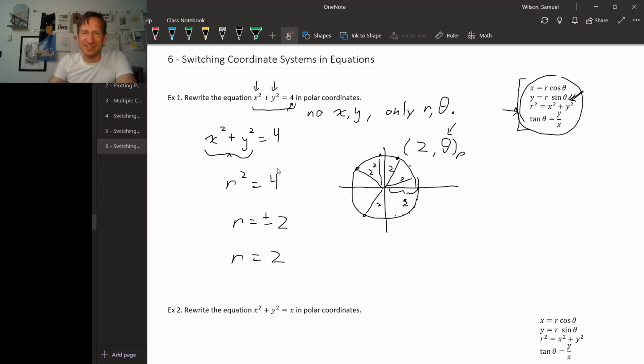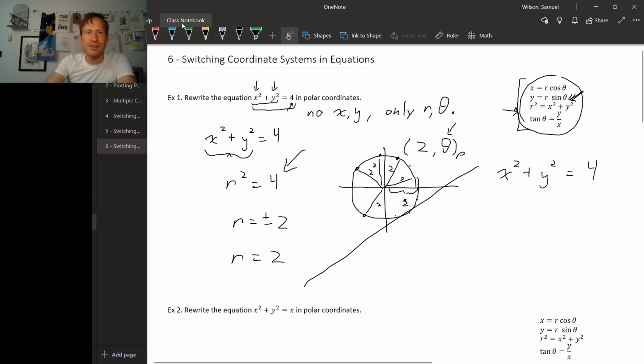But even if you didn't notice this, so here I used a shortcut that was sort of special for this equation, but even if you didn't notice that there was this shortcut, you can still come up with the same equation. So x squared plus y squared equals 4. Right? We have other equations we could use, like these two. X is r cosine theta, and y is r sine theta. So we could just replace x with r cosine theta. And that's squared plus, and then we could replace y with r sine theta squared, and that's 4.